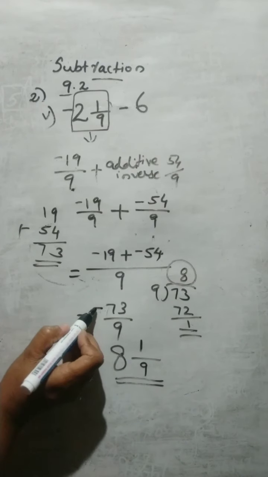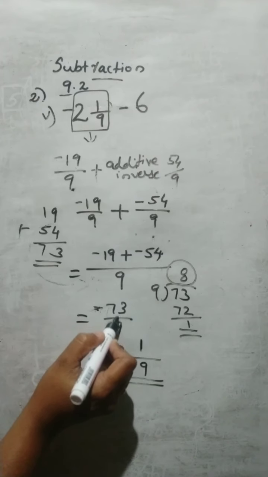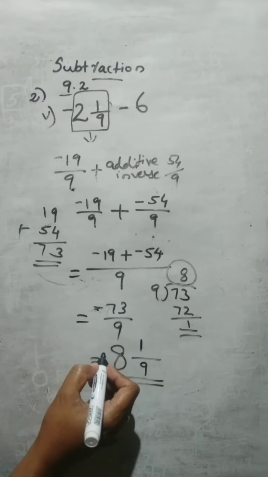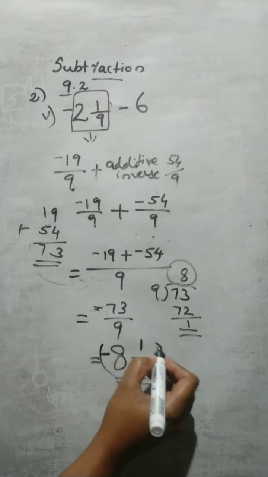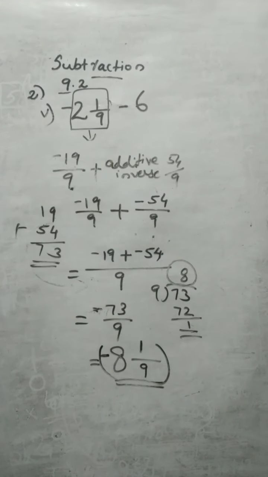Then one more thing. Here don't forget to keep the sign. Here it is negative 73 on 9, so this mixed number will be negative. I think you got the idea. Thank you.